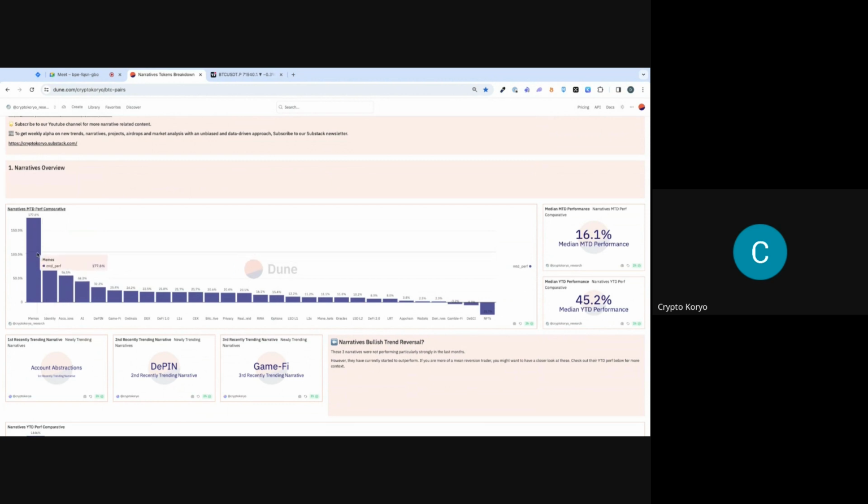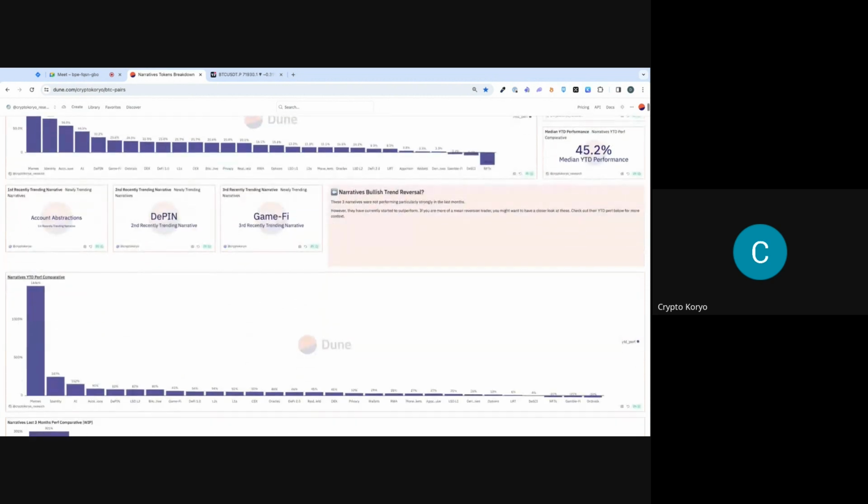I will talk about the details of the memes later, but what other general trends? Again, AI is something that in the last 4 or 5 months has been consistently ranking among the top 5, 6. So it's probably the best performing narrative, I would say.